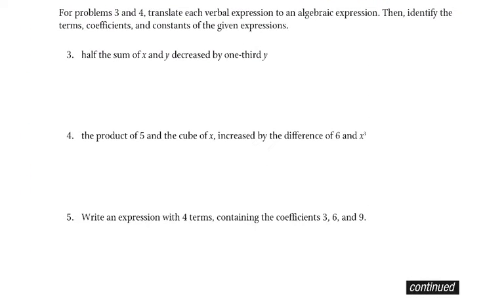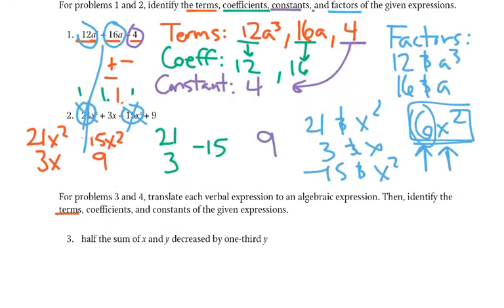Okay, looking down now, problems 3 and 4 ask us to translate each verbal expression to an algebraic expression and identify the terms, coefficients, and constants of the given expressions. So once again, we are trying to figure out what's going on here. We've got to take these words and put them into an expression like that. Then we've got to find all the pieces of those expressions.